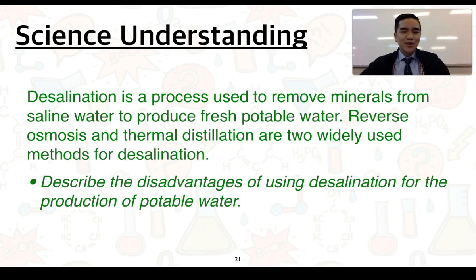Desalination is a process used to remove minerals from saline water to produce fresh potable water. Reverse osmosis and thermal distillation are two widely used methods for desalination. We'll also need to be able to describe the disadvantages of using desalination for the production of potable water.